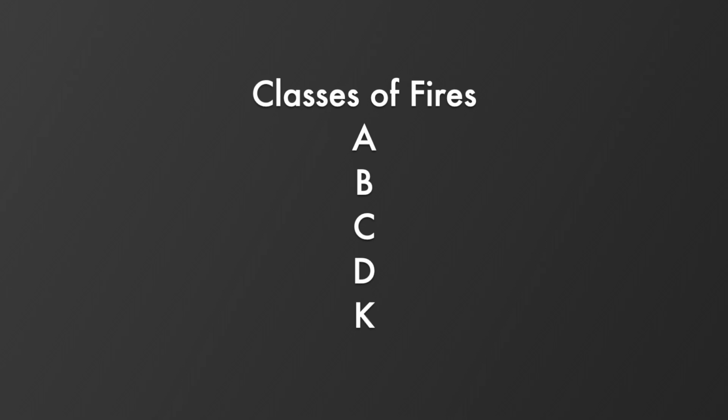There's basically 5 different classifications of fires: Class A's, Class B's, Class C's, Class D's, and Class K's. Each one of those fires might be involved with another class altogether. And that's why we have fire extinguishers that are classified for multiple types or multiple classes of fires.